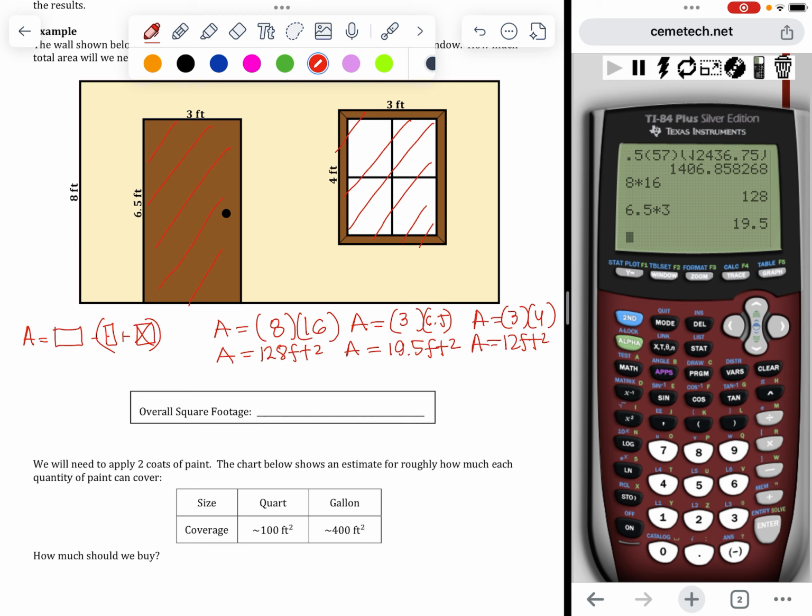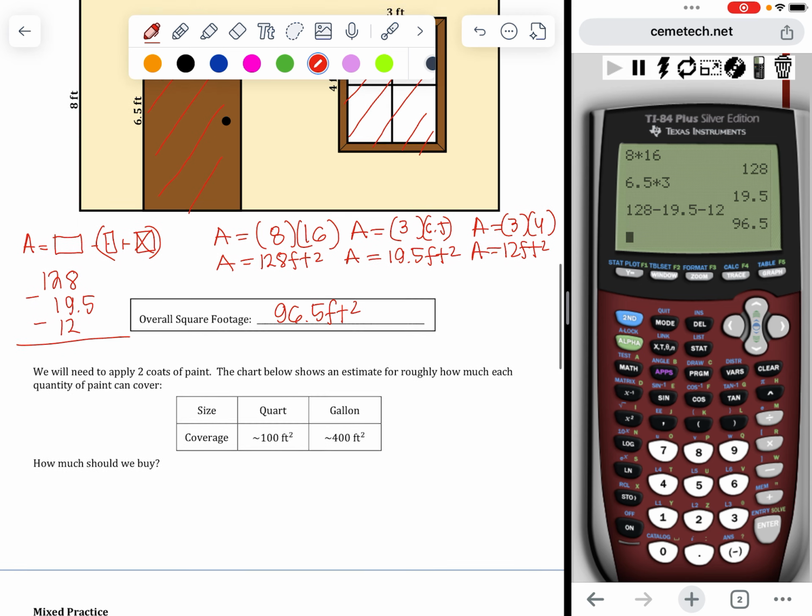All right, so now we're going to stick to our plan here. We're going to do 128, the whole thing, minus the door, 19.5, minus the window, 12. So 128 minus 19.5, clear. 128 minus 19.5 minus 12. And the overall square footage is 96.5 feet squared.